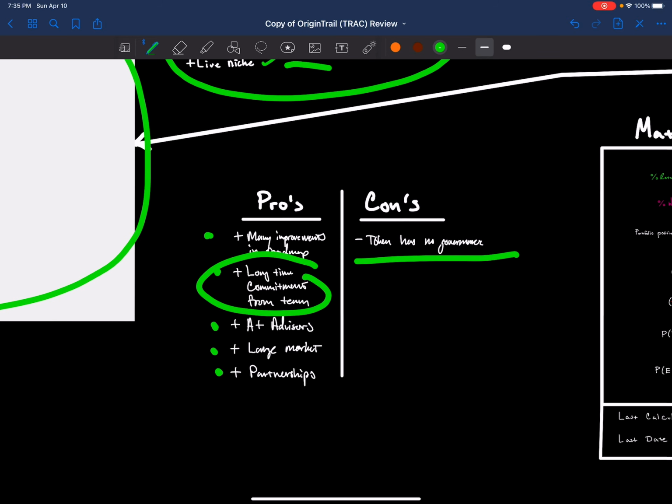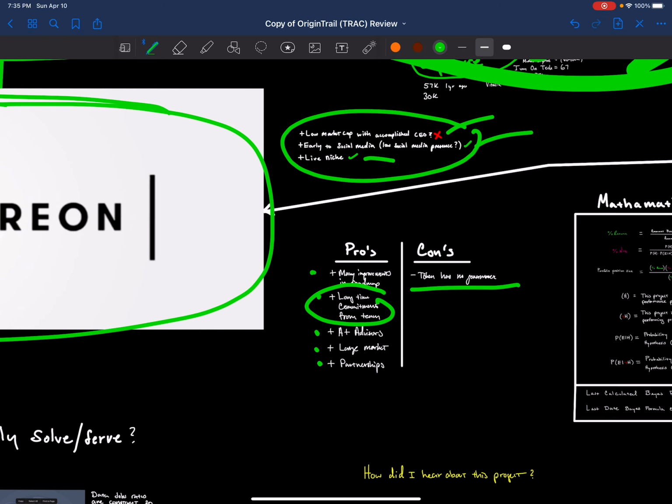And the long time commitment could also be seen as pro or con, because you could be like, oh, well, maybe they're losing their creativity. But I don't think that's the case. But yeah, these are the things that I put as a summary.